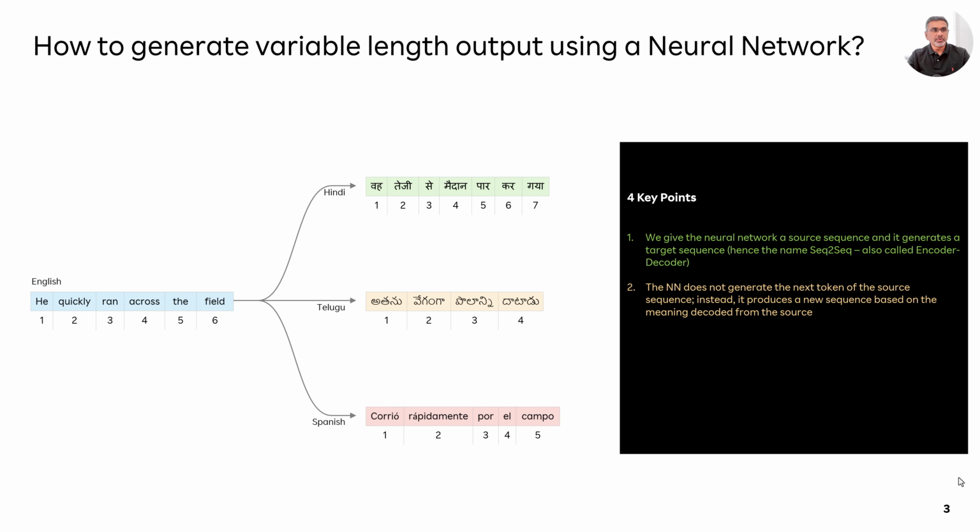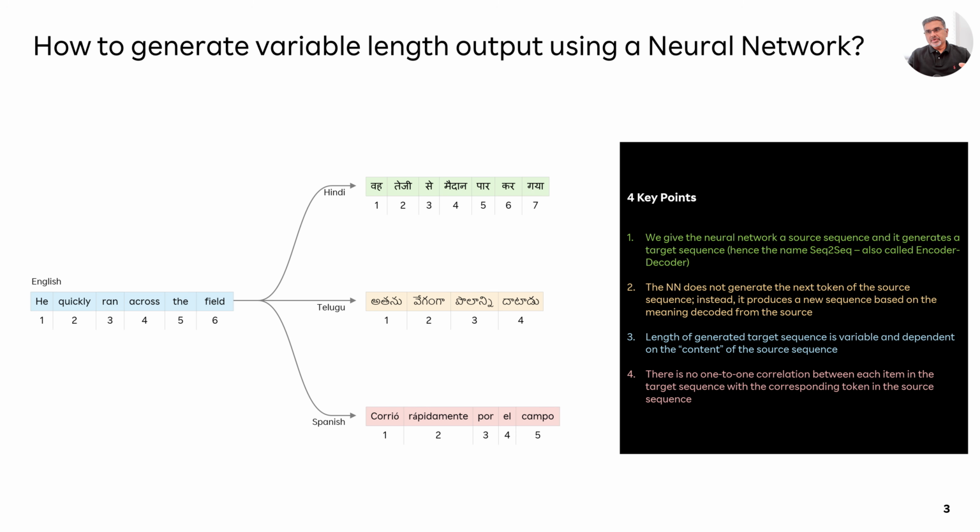For example, here I show you, he quickly ran across the field. In English, it is only 6 tokens or 6 words. But when translated into Hindi, it becomes a sentence that has 7 words. In another language called Telugu, the same English sentence translates into 4. In Spanish, it translates into 5. So you want a neural network architecture that can take a source of one length and convert it into a target of a different length.